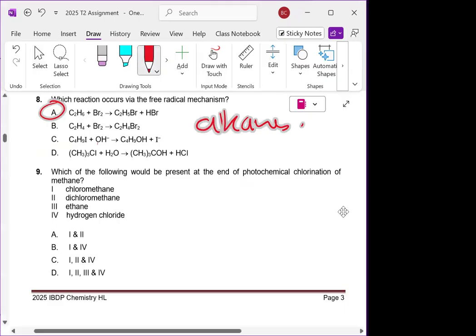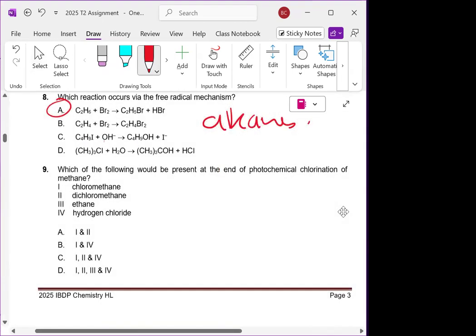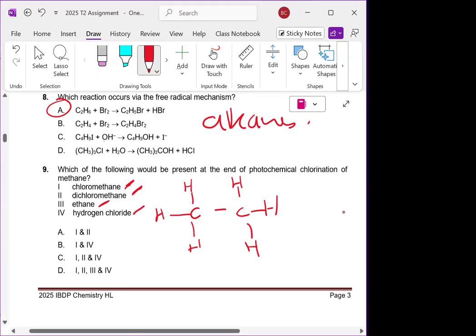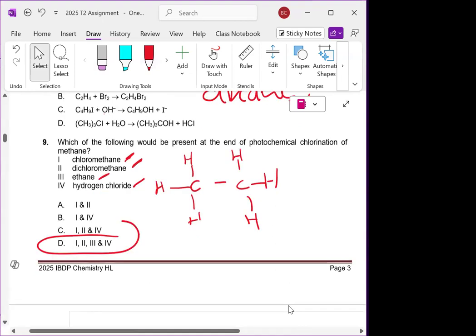Next, which of the following will be present at the end of the chlorination of methane? I will have chloromethane. I may have dichloro because of multiple substitution. I also get ethane because in the termination step 2 methyl radicals combine together. And when that happens, it gives me a longer hydrocarbon from methane. Okay, and you also have HCl in the first propagation step. First propagation step always forms HCl. So therefore, everything.